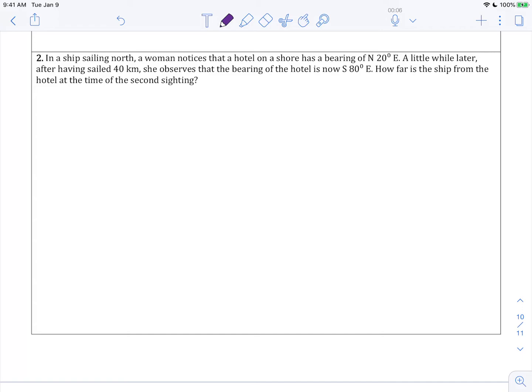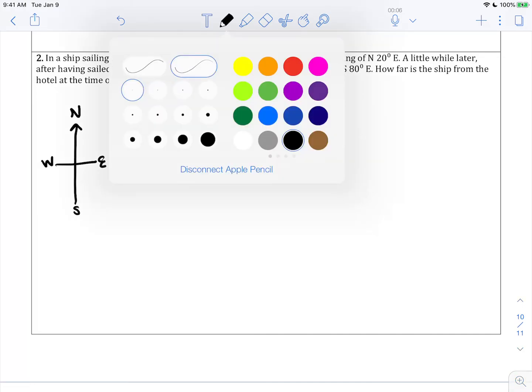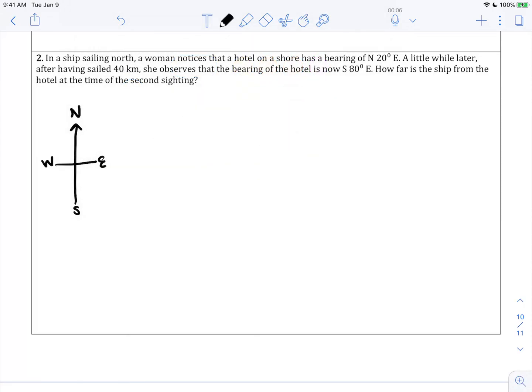Okay, so first we're going to draw a picture here, and I'm going to draw out my compass. So here's our compass, like this. Never eat shredded wheat, or never eat soggy waffles, right? There's our compass. So we have to use that as we do this. I'm going to copy it down again down here. Okay, so the ship is right here. In a ship sailing north, here's the path of the ship.